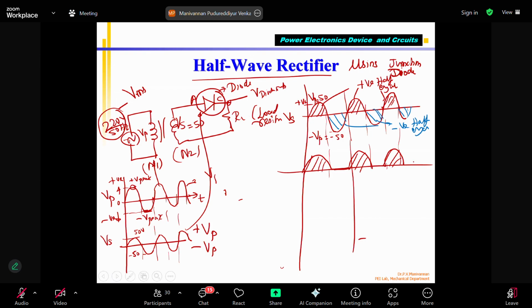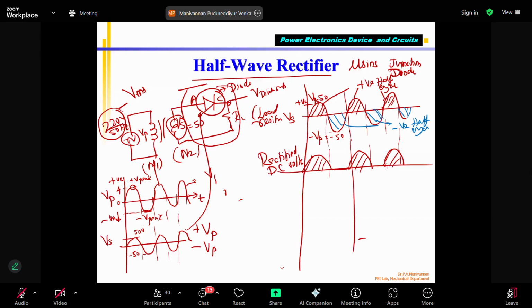This process of allowing only the positive cycle, so that the current flows from the transformer secondary to the diode to the load resistor, gives this voltage, called the rectified DC voltage. Note down: rectified DC voltage.